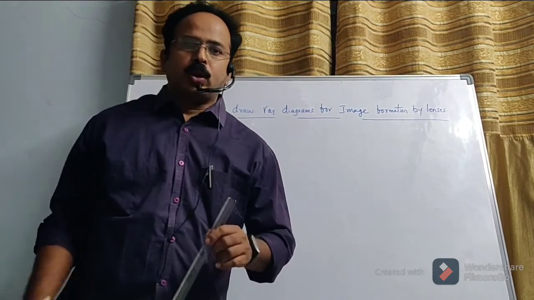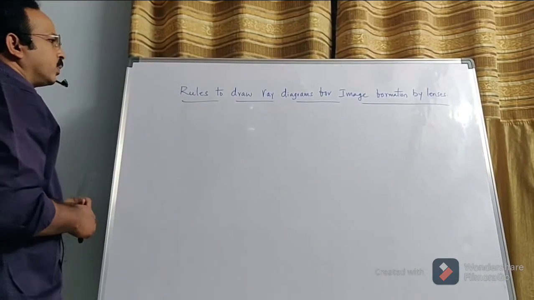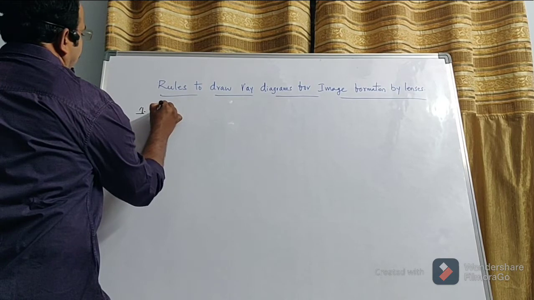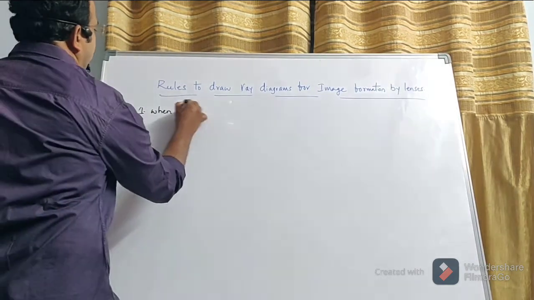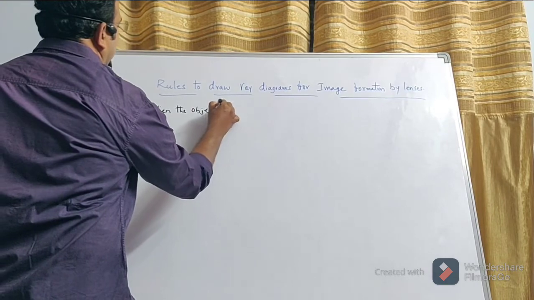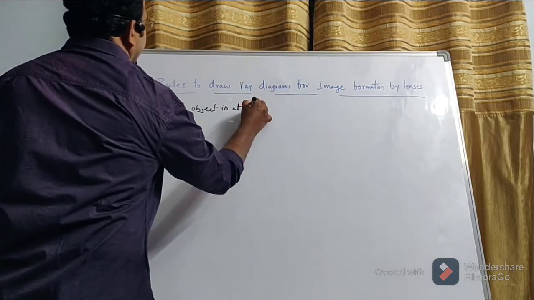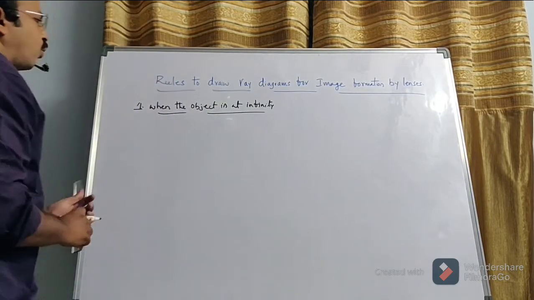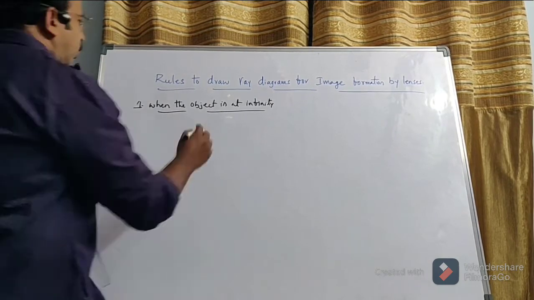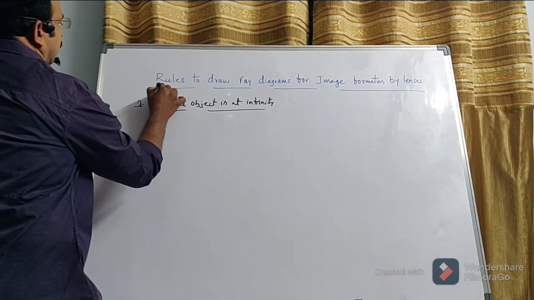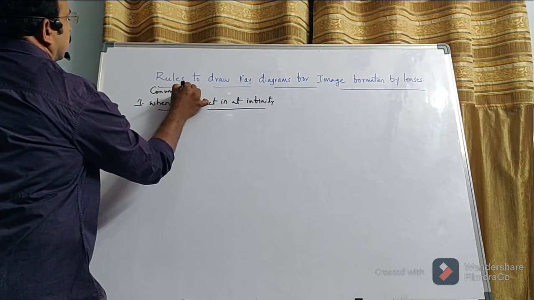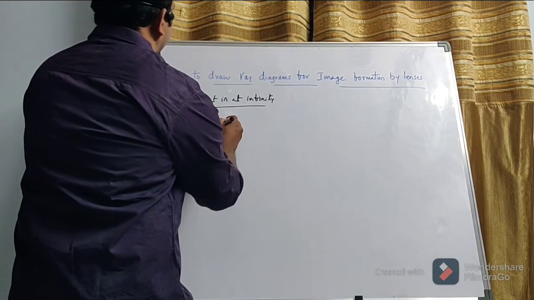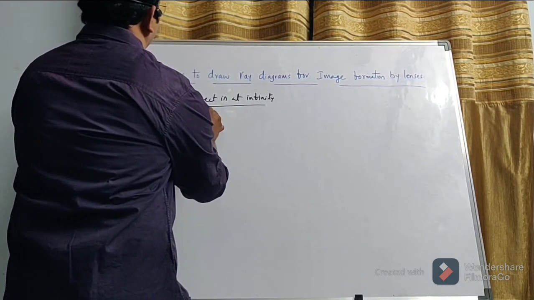Are you understanding? Now let us see the first case, when the object is at infinity. So already we discussed that when the object is at infinity, I'm talking about a convex lens. So, image formation by a convex lens when the object is at infinity. So already we know that this is a convex lens.